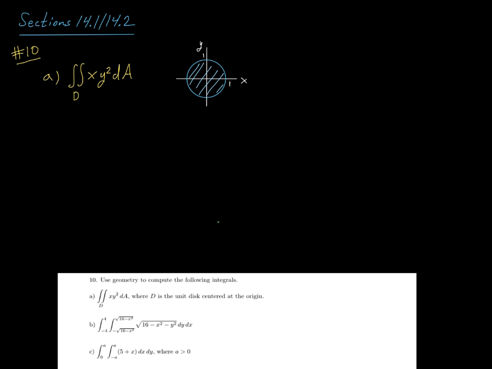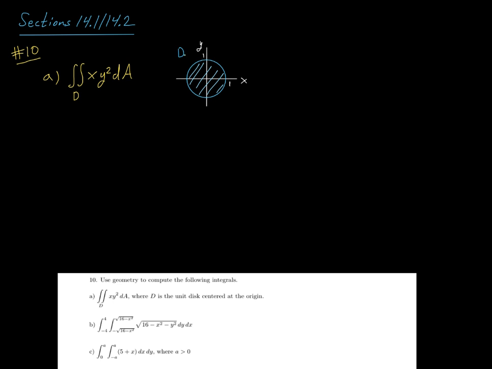Alright, in this last video, we're going to look at problem 10, which is asking us to use geometry to compute the following integrals. For part A, we're integrating the function x times y squared over the region D, where D is the unit disk centered at the origin. So I have my double integral here and our region of integration D.